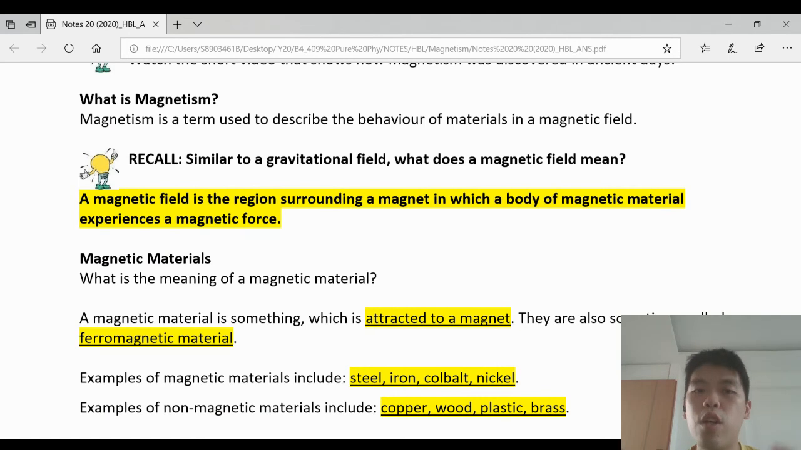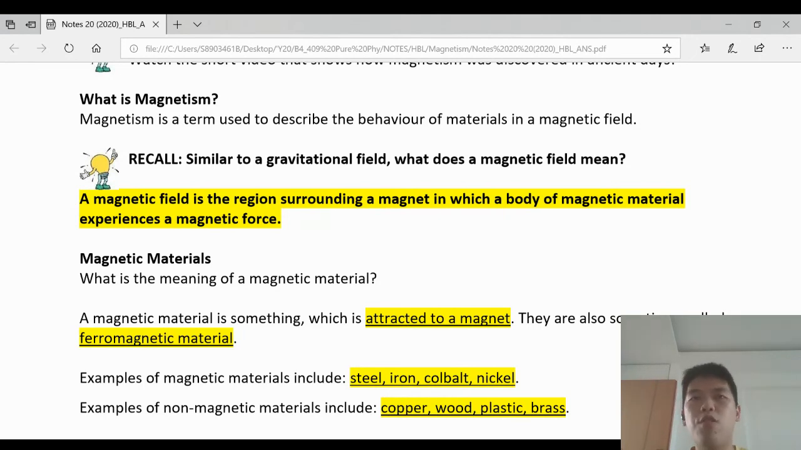If we recall, we have talked about gravitational field, we have talked about electric field, now we talk about a magnetic field. So what does a magnetic field mean? It's basically a region around a magnet in which any magnetic material will experience a magnetic force. If we bring this back to gravitational field, it is a region around a massive object where if you put a mass in that field, it will experience an attractive force called gravitational force.